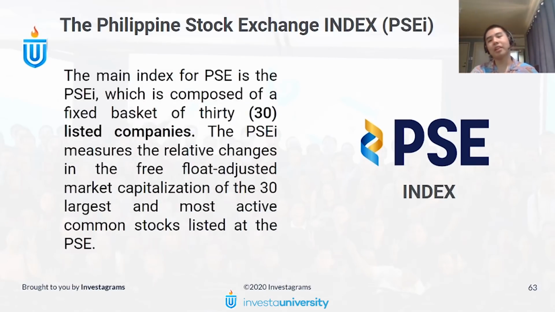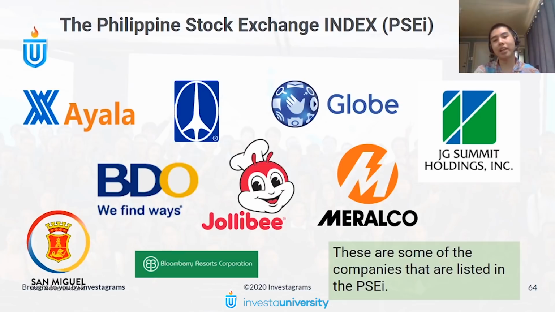Right, so yung PSEI, yan yung composition of the 30 largest and most active common stocks listed in the PSE. So ito na yung mga blue chips mo, kumbaga. Yung mga SM, SMPH, Ayala Land, Ayala Corporation, Meralco, BDO, etc. So again, ito yung composition niya. Same picture na pinakita ko kanina.